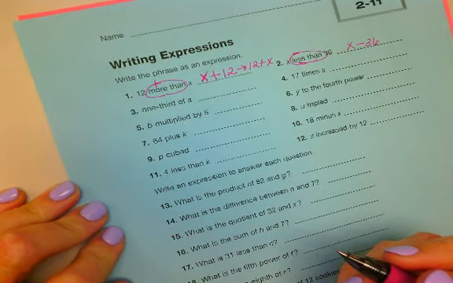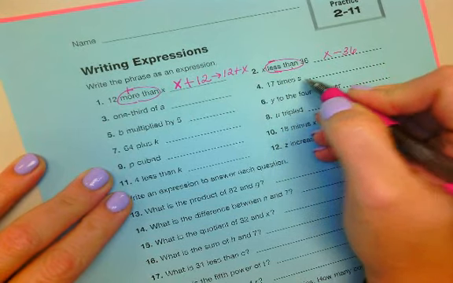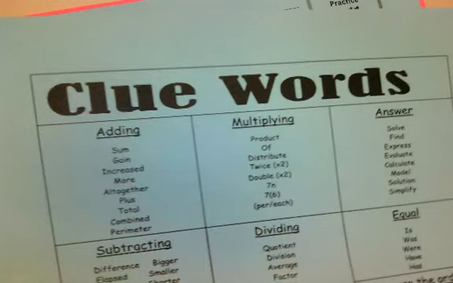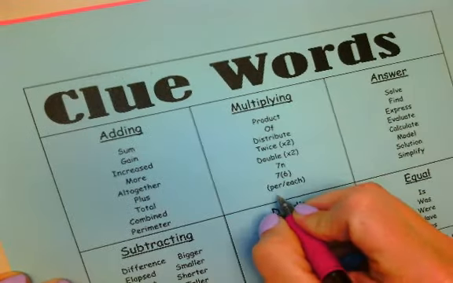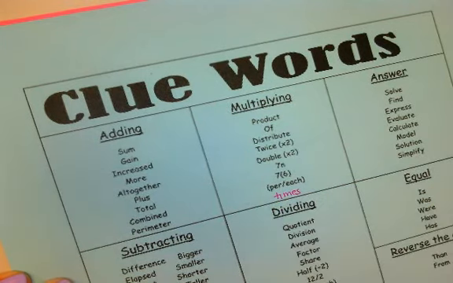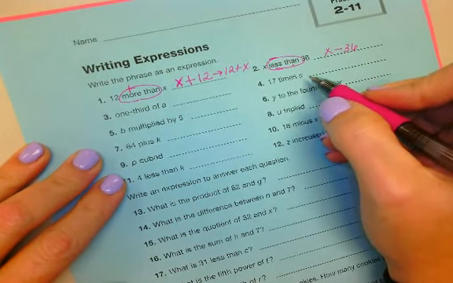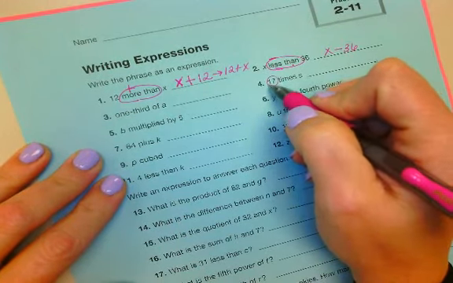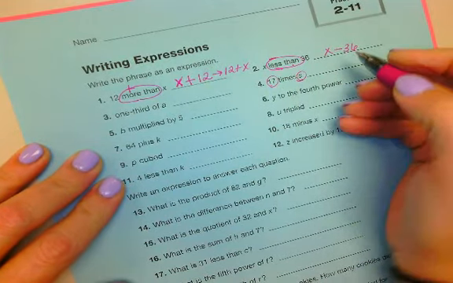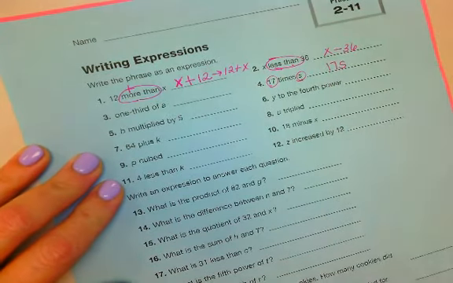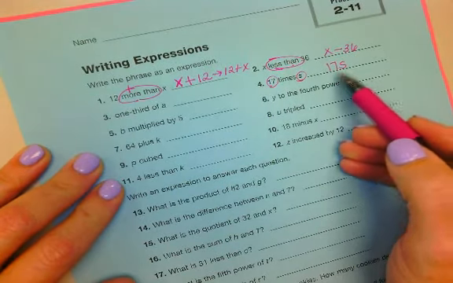Let's go over to 4. So 4 says 17 times s. Okay, well, what does times mean? Times, hopefully you guys know this by now, means multiply. Let's just add that on there. So times means multiply. And by now you should know that when you have a coefficient, which is your number, and a variable, which is your s, when they are touching, that means multiply. So it should look like this: 17s. 17 times s.